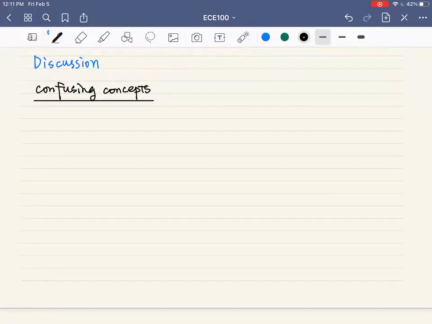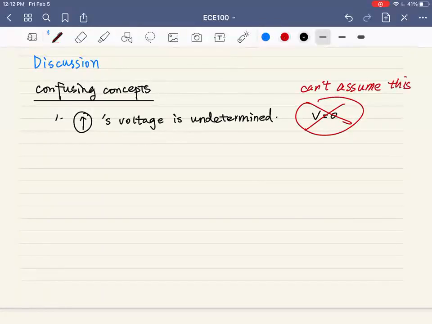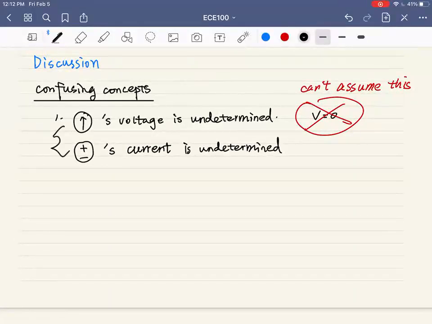From the midterm, I noticed that some of us are confused about the properties of the current source and the voltage source in the circuit. So I want you to keep in mind that a current source, its voltage is undetermined. We cannot assume that it is equal to 0, okay? Similarly, a voltage source current is undetermined. We need to calculate them indirectly with KCL or KVL.